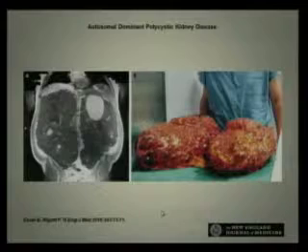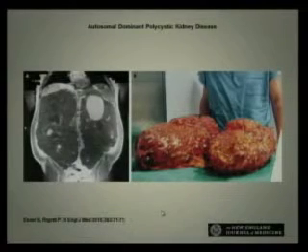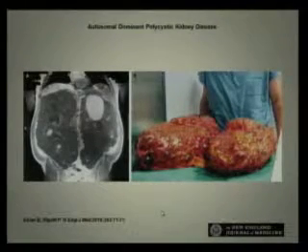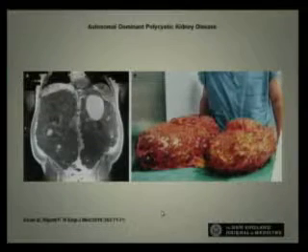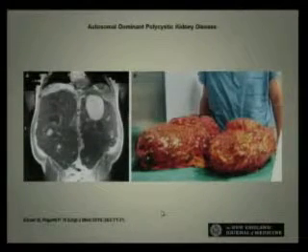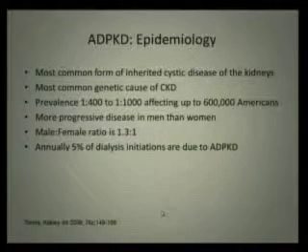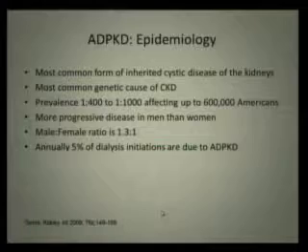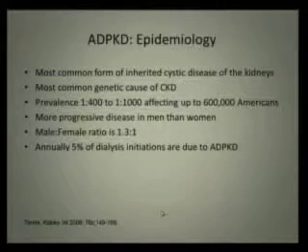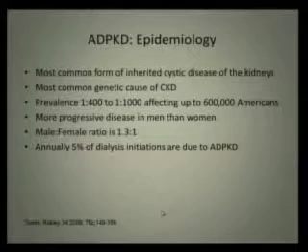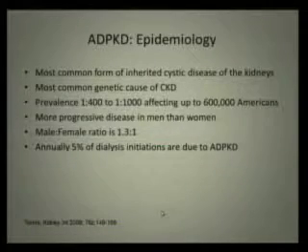This will show you that the kidneys actually, over a lifetime, become very large and are filled with cysts. And so that characterizes this disease. It's the most common form of inherited cystic disease of the kidneys and the most common genetic cause of chronic kidney disease, with a prevalence of about 1 in 400 to 1 in 1,000, affecting up to 600,000 Americans.